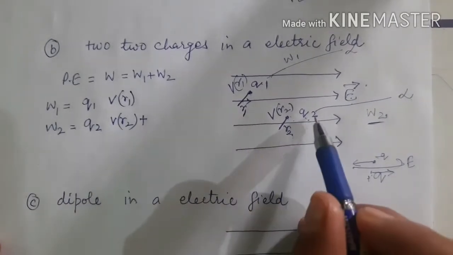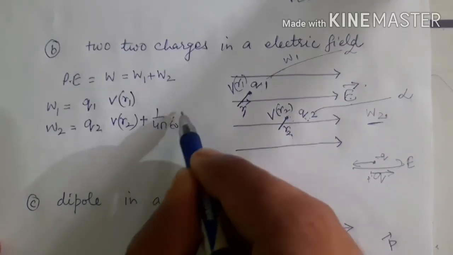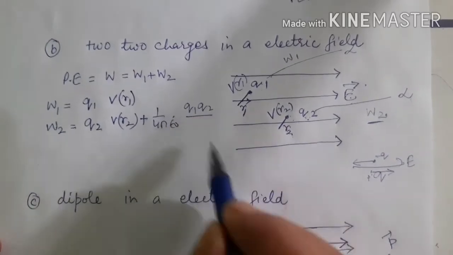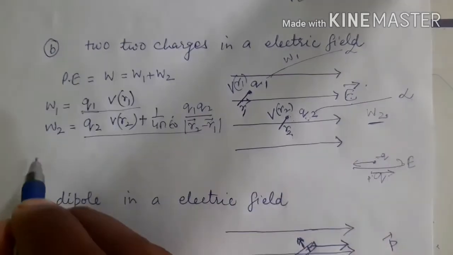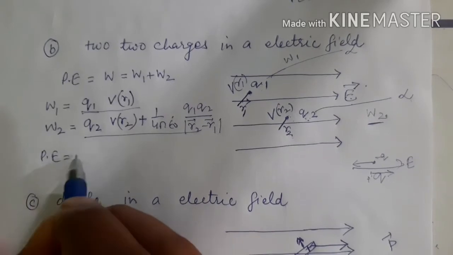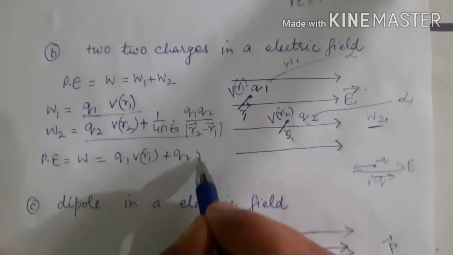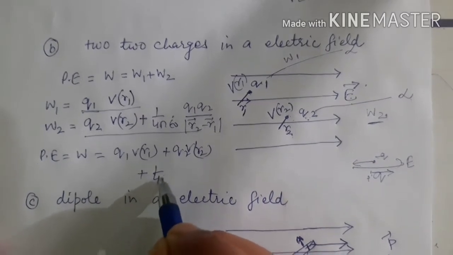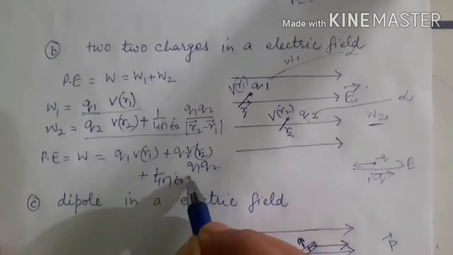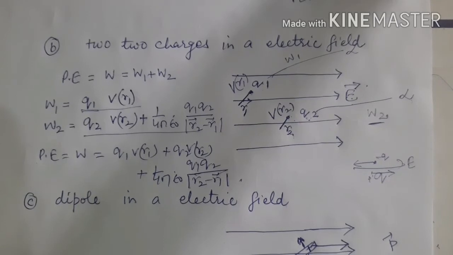So that is equal to, we know the work done against the two charges, 1 upon 4 pi epsilon naught, product of charges and distance between them. So what is the distance between them? It is mod R2 minus R1. So total work done will be equal to potential energy. So potential energy becomes Q1 VR1 plus Q2 VR2 plus 1 upon 4 pi epsilon naught, product of charges Q1 Q2 divided by R2 minus R1. So this is your potential energy for a system of two charges in a uniform electric field.